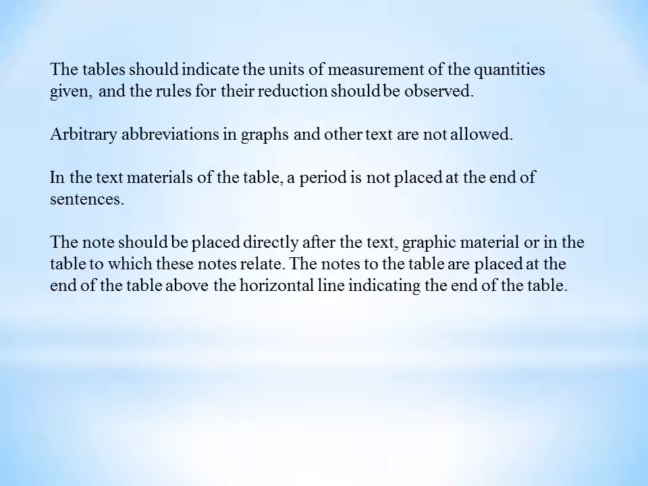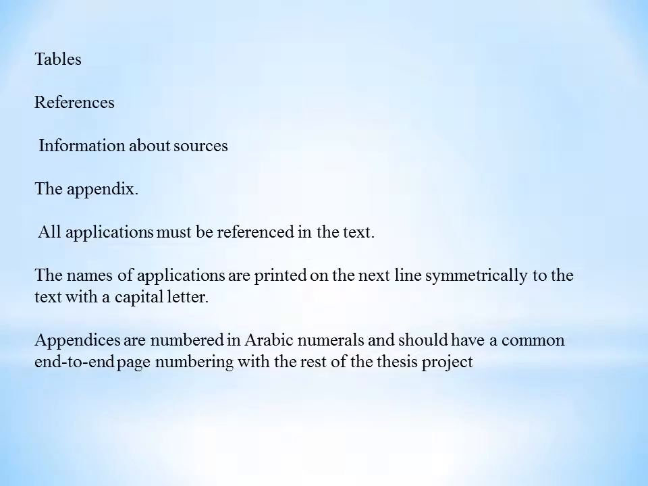The note should be placed directly after the text, graphic material, or table to which these notes relate. The notes to the table are placed at the end of the table, above the horizontal line indicating the end of the table. The word note should be printed with a capital letter, with a paragraph indent, and without underlining. If there is only one note, a dash is placed after the word note and the note is printed with a capital letter. One note is not numbered. Several notes are numbered in order in Arabic numerals without a dot.